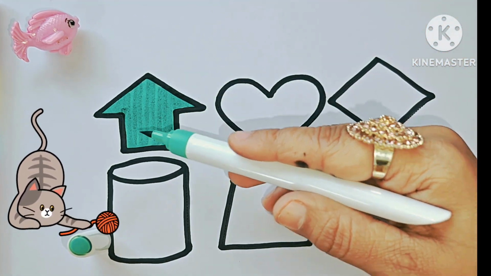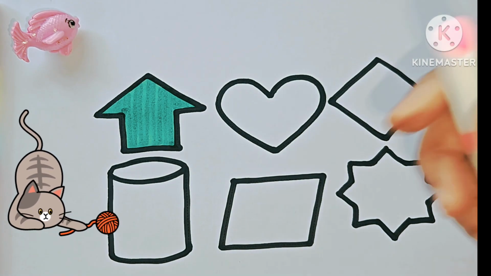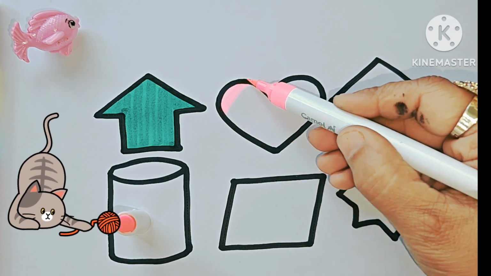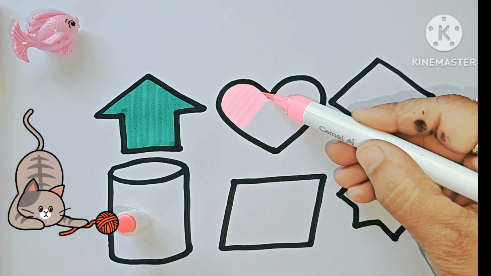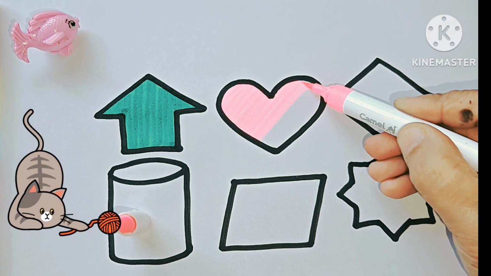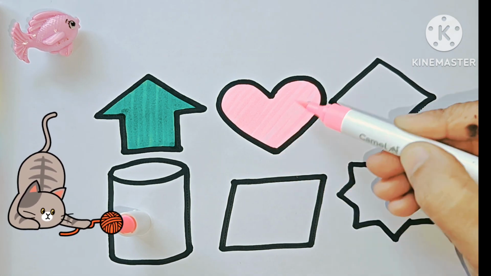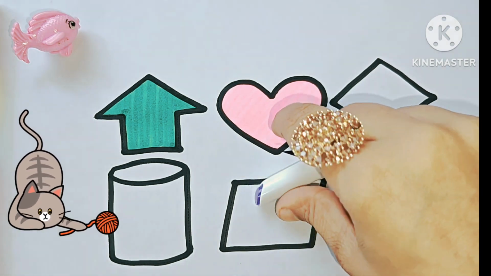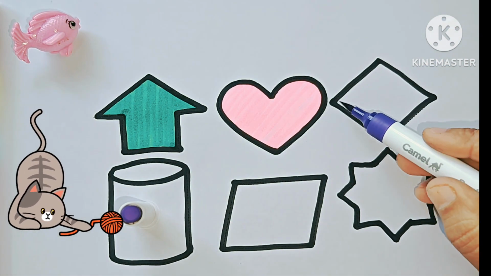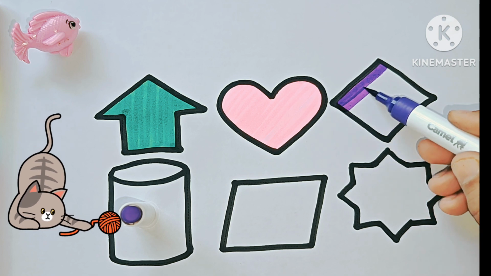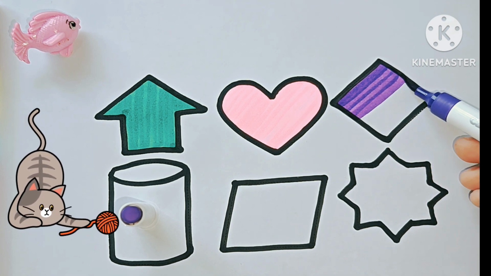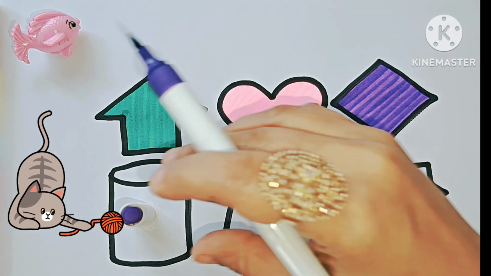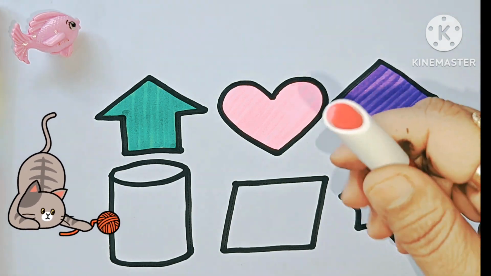This is up arrow. It is a symbol. Pink color. This is heart. Purple color. Rhombus. Red color.